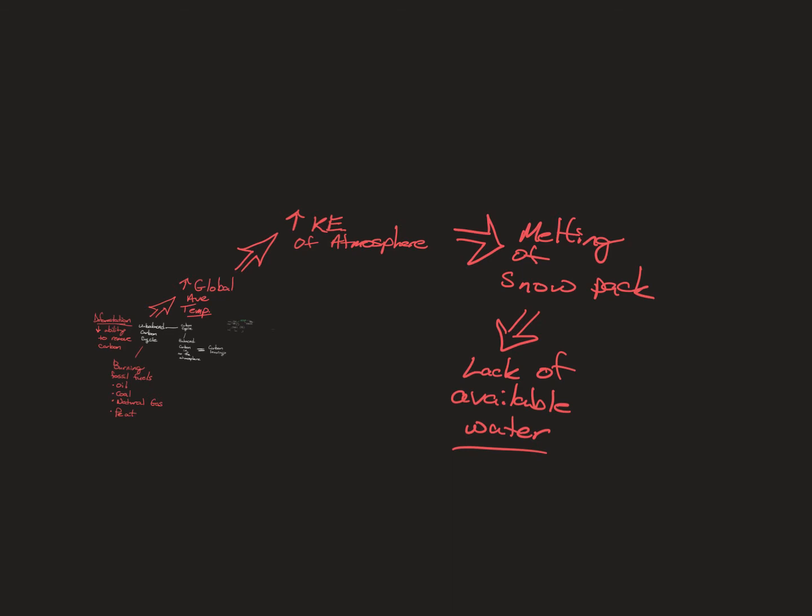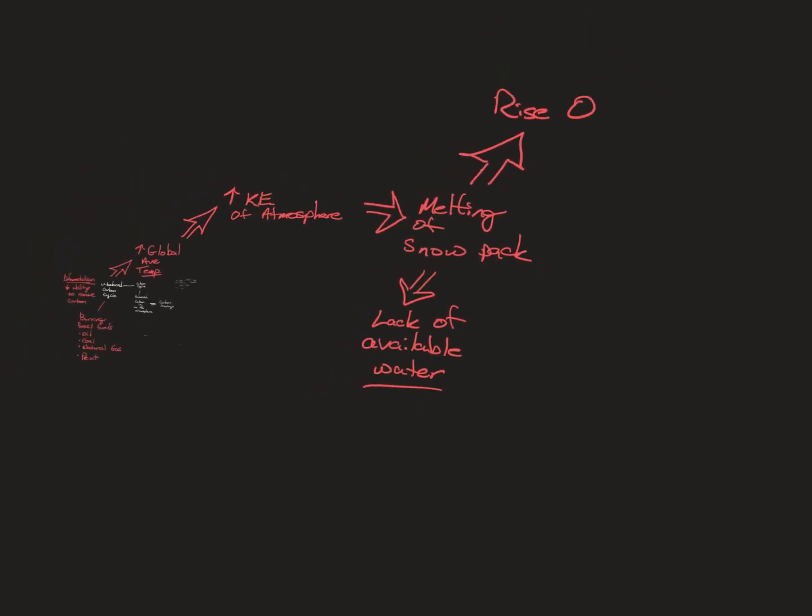Remembering that a lot of the water is stuck in salt water in the oceans, in the groundwater, so we don't have that water available to us. Even though there's a lot of it, we can't access it easily. So melting of snowpack leads to less available water. It also, the melting of the snowpack, including glaciers, leads to rise in ocean, or let's call it sea level.